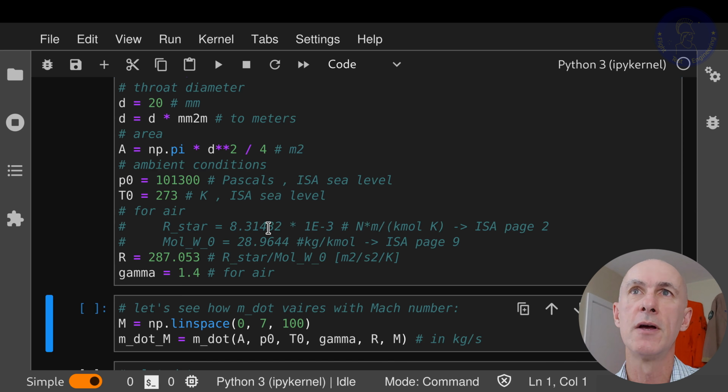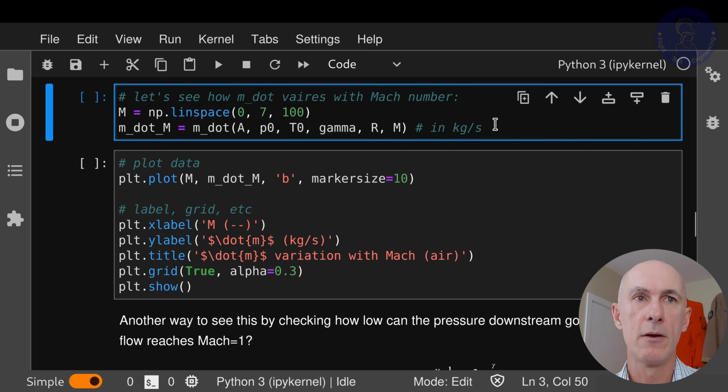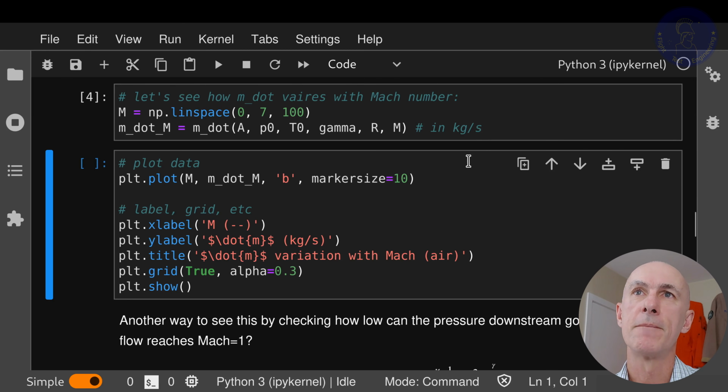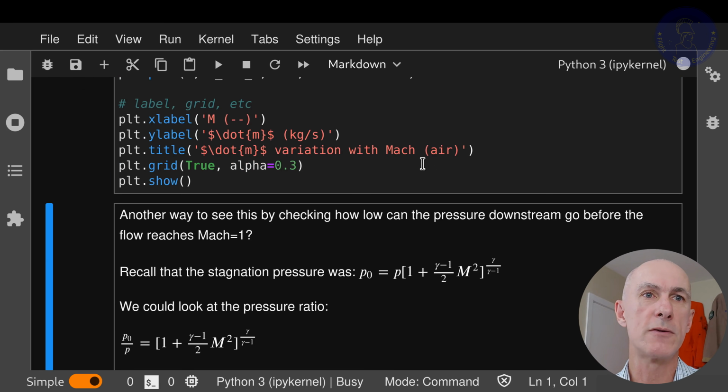So let's run this. And we can then create a vector with a bunch of Mach numbers and call our function on it. So our Mach number is going to vary from 0 to 7, and it's going to have 100 values. And then we can straight call our function with the fixed values except for the Mach number. And finally, we can plot the data. So let's see what we get here.